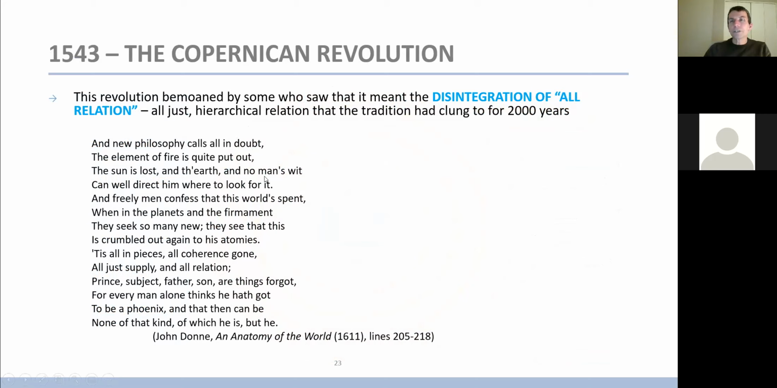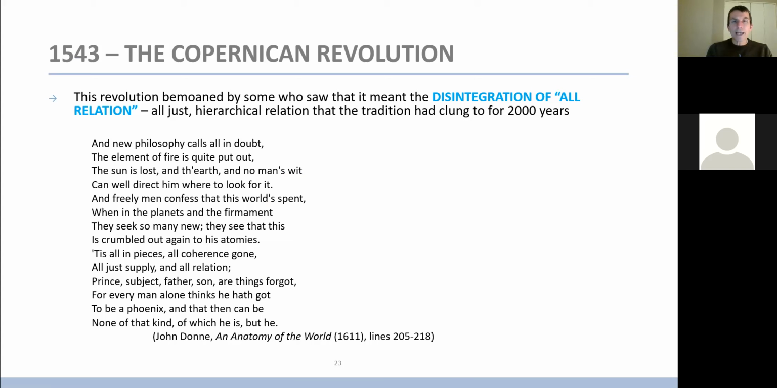an incredible production of the scientific view of how we'd be able to understand the world and describe it in a certain way. But in other ways, you can see the lament of someone like John Donne. I have this here; I won't read it, and I'll let you read it on your own. But this lament he expresses is that all just relation has been disintegrated now, and prince, subject, father, son are things forgot, for every man alone thinks he hath got to be a phoenix. Everyone thinks that they're alone and not part of a tradition or a relationship to one another.